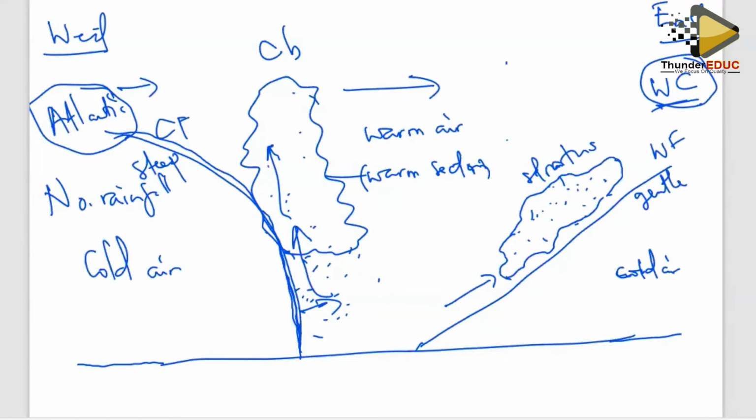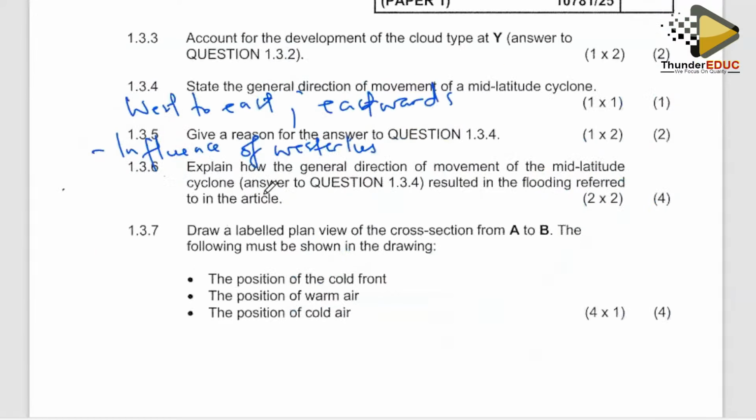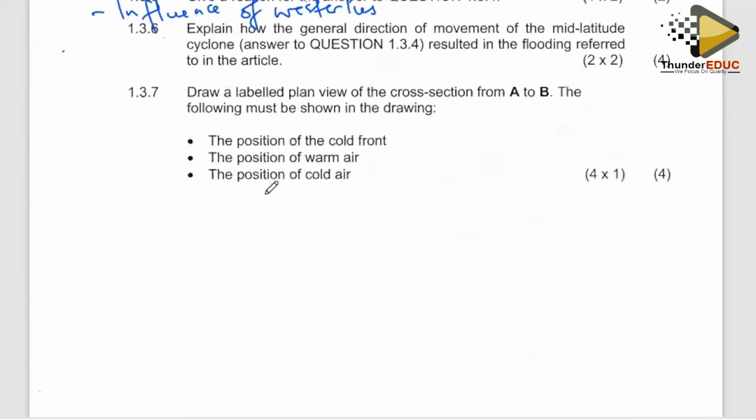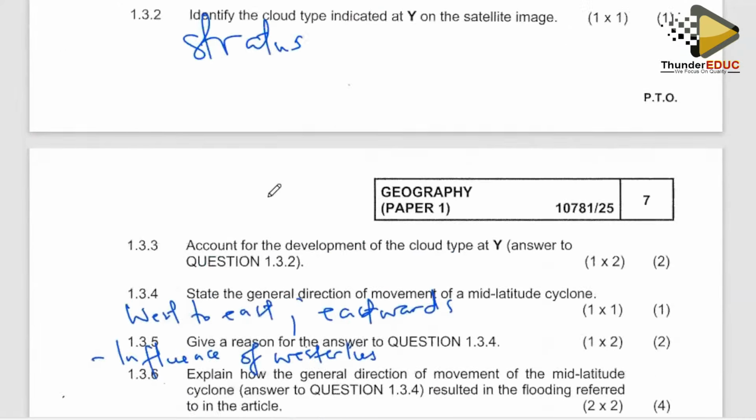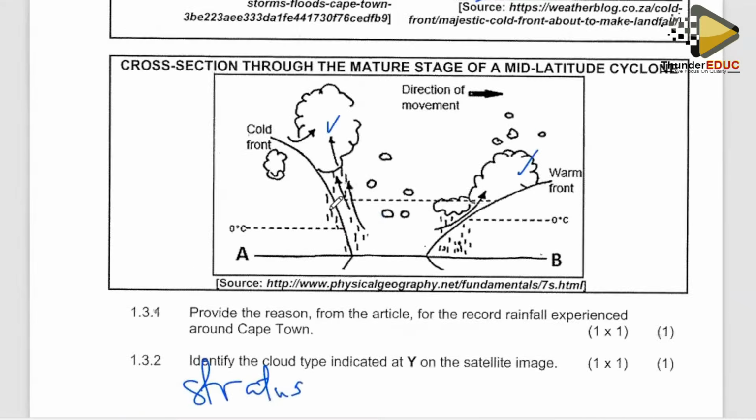Right. We'll move on to the next question. Draw a labeled plan view of the cross-section from A to B. The following must be shown in the drawing. Right, this what we have here is what we call a cross-section. If you drew this diagram, it's wrong. This is a cross-section. A cross-section is a side view.